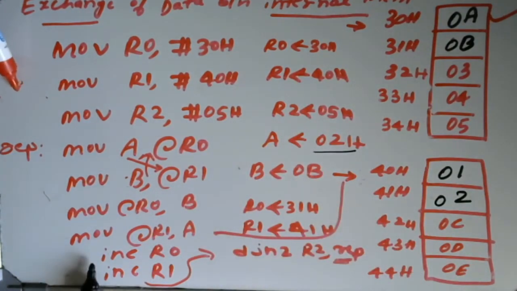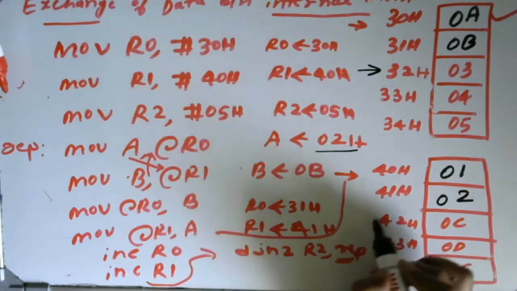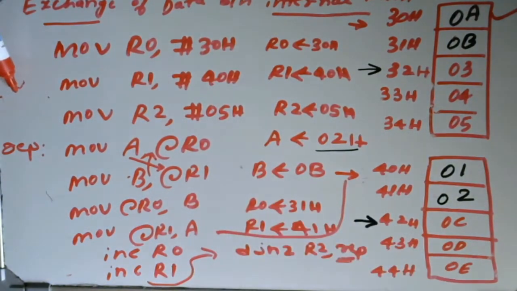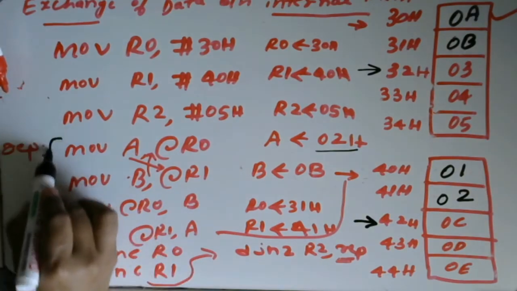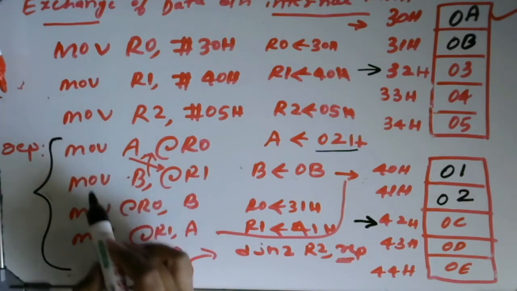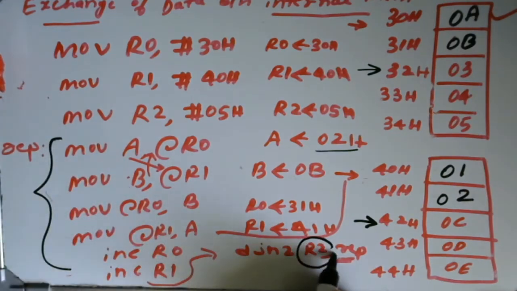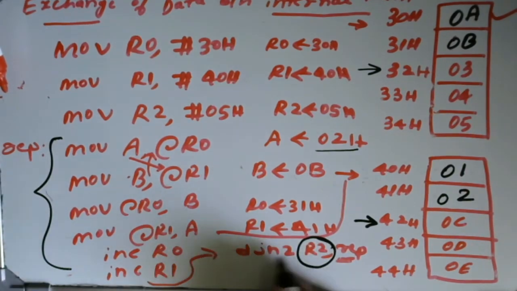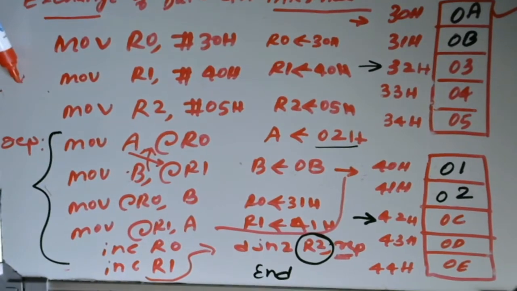The same procedure we have to do for the rest of the data. That means we have to increment both pointers R0 and R1. At that time the pointer will be pointing to 42H. Right? So these six instructions, from MOV A, @R0 till INC R1, repeat until the register R2 becomes 0. Once R2 becomes 0, the controller will come out of the loop. That is the end of the program. Right? So I hope it is clear.